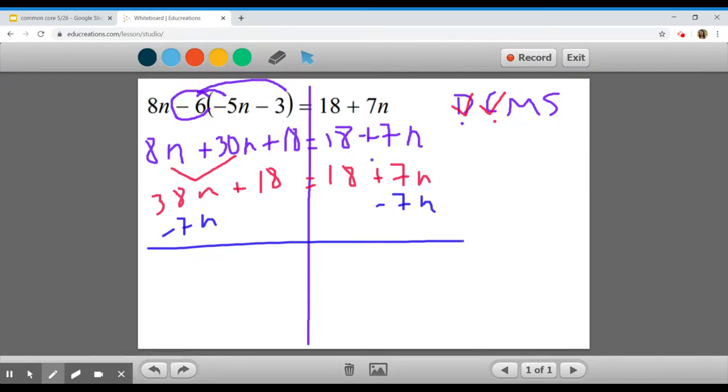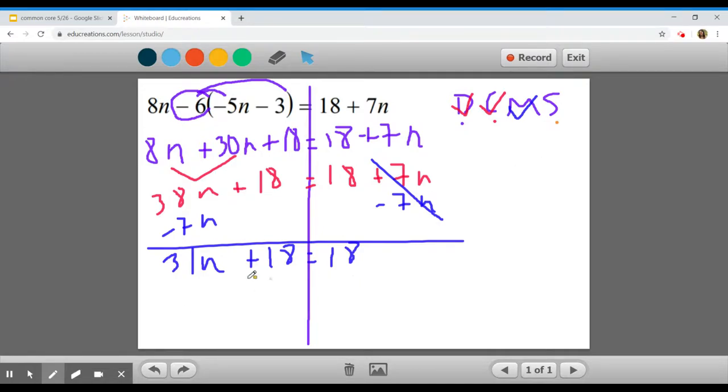Plus 7n minus 7n cancels. I always want to show that it crossed out that way. I want to be confident that, yes, it canceled. Here, 38n minus 7n, I'm going to get 31n plus 18 equals 18. Now I've accomplished moving the variables to the same side. So my last step is going to be to solve.